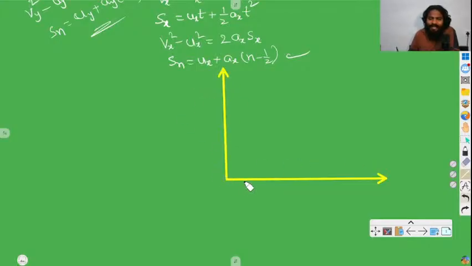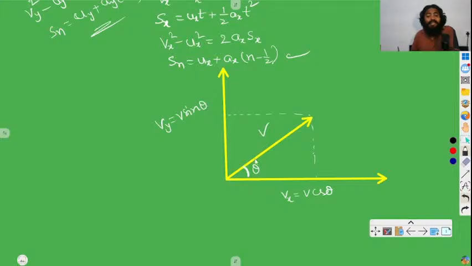Okay? And here this is the velocity vector, right? Let me take some value they'll give here. Sometimes they give slope, sometimes they give angle theta of velocity. So here, if it is a velocity vector, then its x component vx is equal to v cos theta, and its y component vy is equal to v sin theta, if they give theta, right?